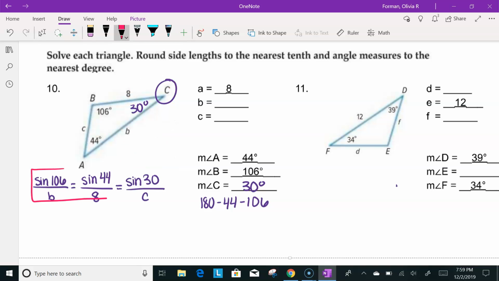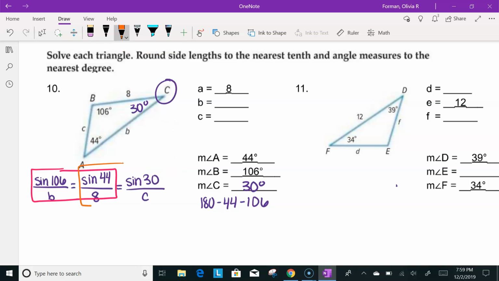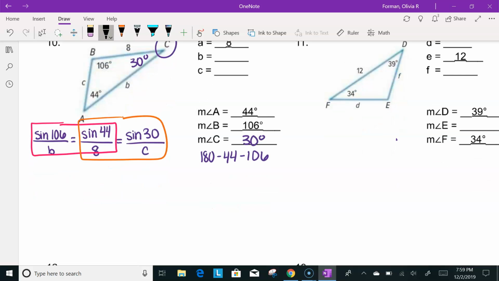I put that sine of 44 in the middle because that's the one I know both parts of. And so you're going to want to find these ones that are circled. Those are the two that you're setting up to find B and C. Okay, so I go and I set this up.